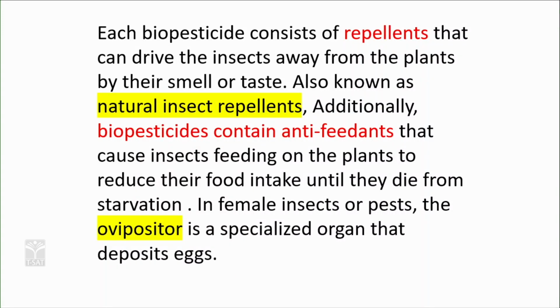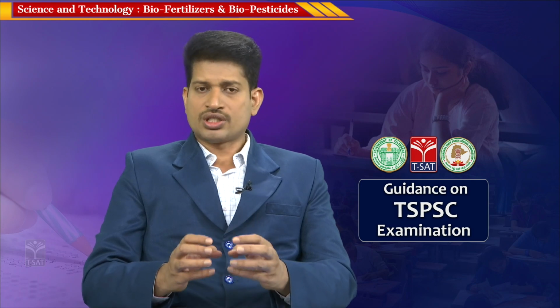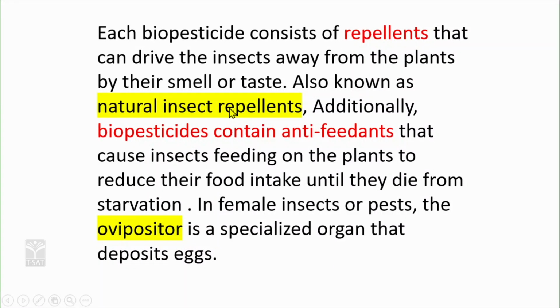It reduces their food intake until they die of starvation. In female insects or pests, the ovipositor is a specialized organ that deposits eggs. So, the ovipositor is an organ in the reproductive system of the insect, which is responsible for laying eggs. With this kind of infection caused by the biopesticides, the insects will not be able to lay eggs.